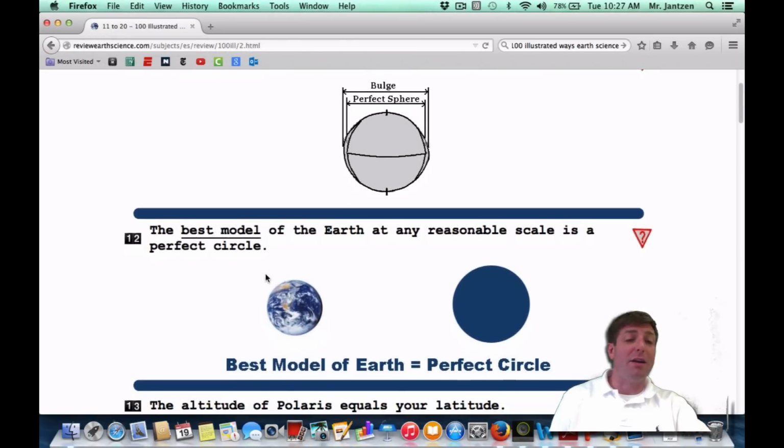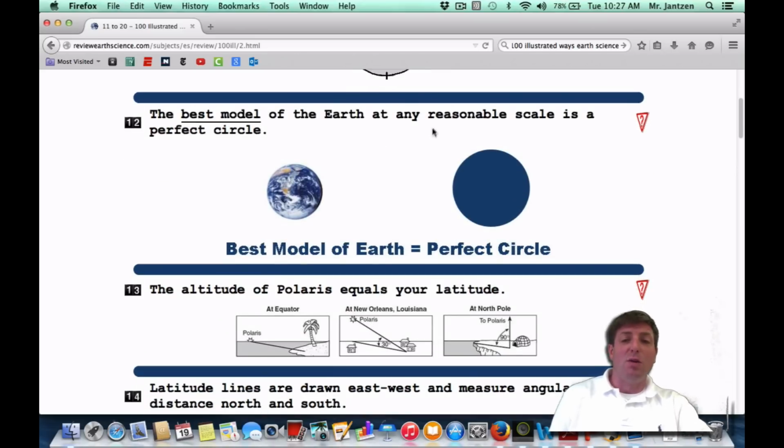It says the best model of the Earth at any reasonable scale is a perfect circle. Look, yes, it is slightly bulgy and it is slightly flattened at the poles, but it's so close to a perfect circle. When we calculate the roundness ratio, it's like 0.997 round. So if you were to pick a model of the Earth, you'd pick the one closest to a perfect circle. Students have a little trouble with this because they hear bulge and they're going to pick an object that has a slight bulge to it. But no, it's so close to a perfect circle, you want to pick the one closest to a perfect circle.